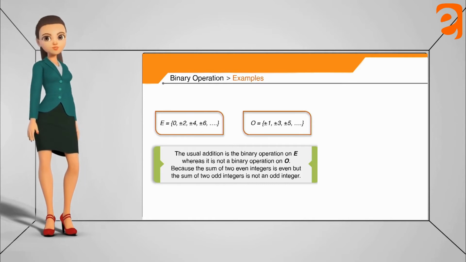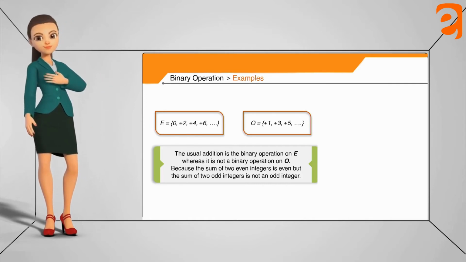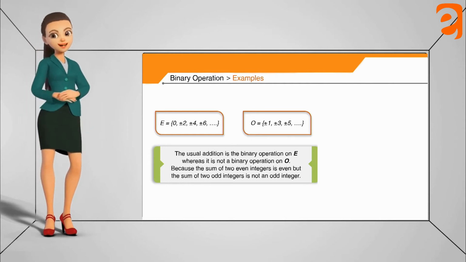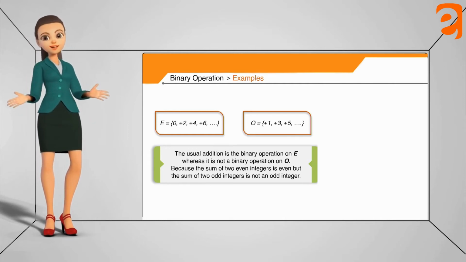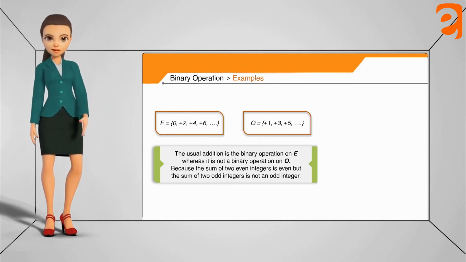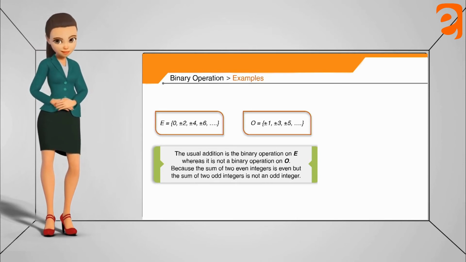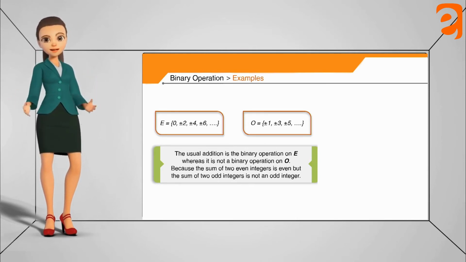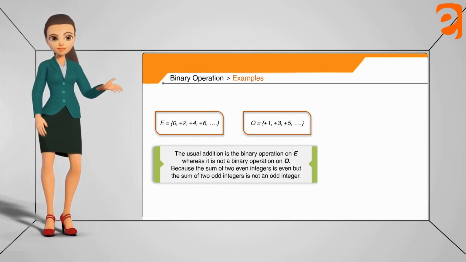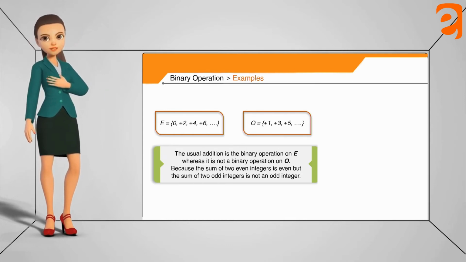But if we apply addition as a binary operation on the set O, the odd integers, then it is not a binary operation. As you can easily see, take two elements from the set O, let them be 1 and 3. You add them: 1 plus 3 is 4. 4 is not an element of the set O. So addition is not a binary operation on the set O.